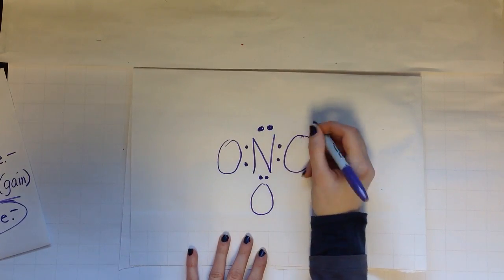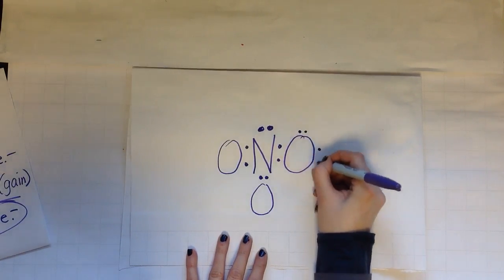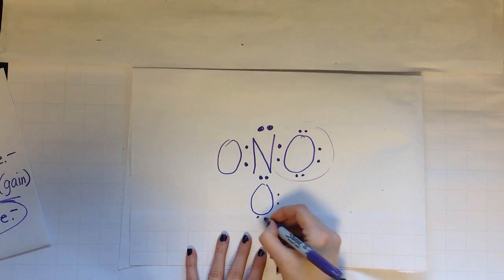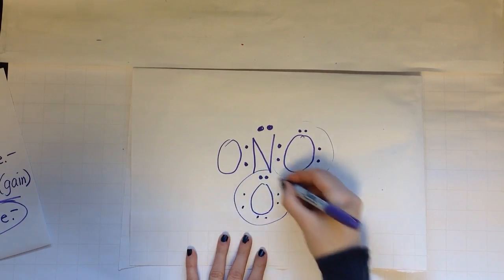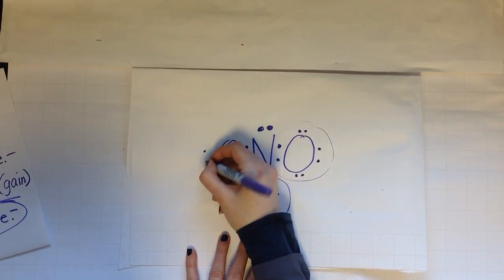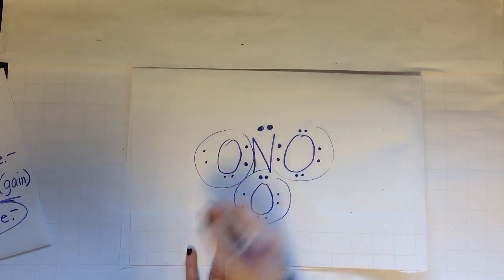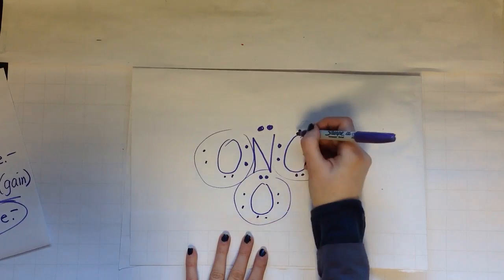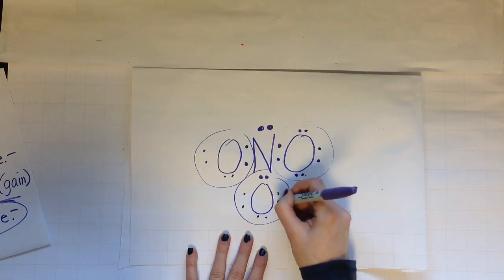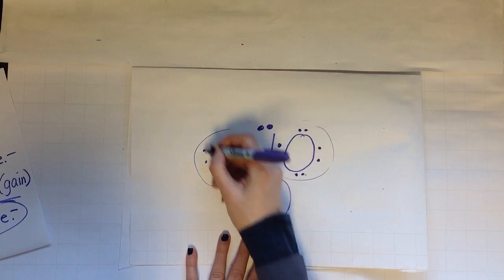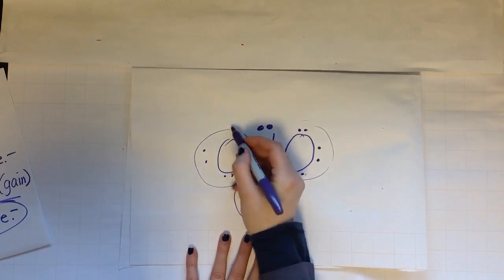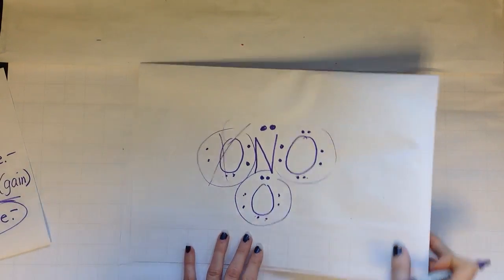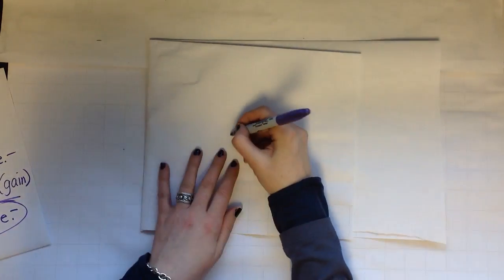I already used 8, 9, 10, and so on up to 24. Uh-oh. I've used 24 electrons, 8 around the center, and this oxygen is not happy. So I'm going to need a double bond somewhere. All right, let's try this again.